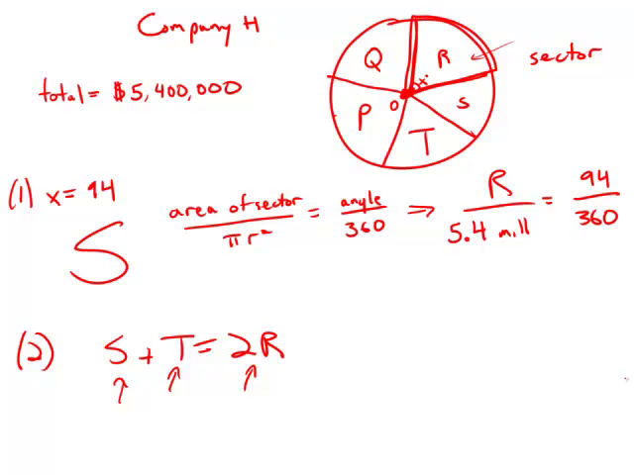We know that these 3 together don't combine to the total because there's also 2 other divisions, P and Q, that are not accounted for. So this statement by itself gives us absolutely no information. As it turns out, this is a completely useless statement. So, insufficient. Statement number 1 is sufficient. Statement number 2 is insufficient. Answer choice A.